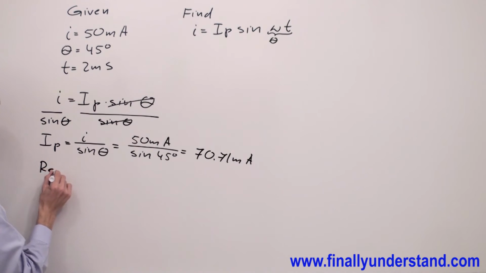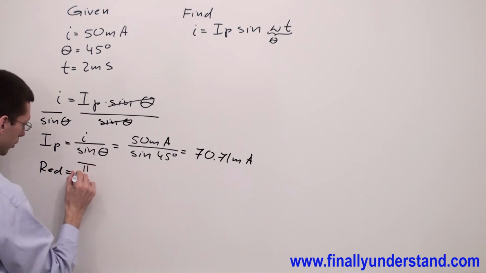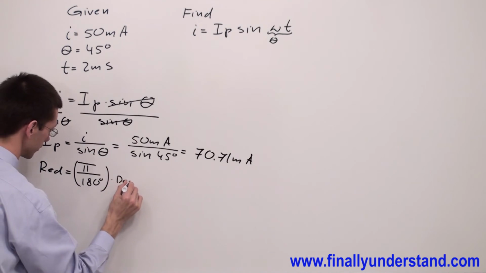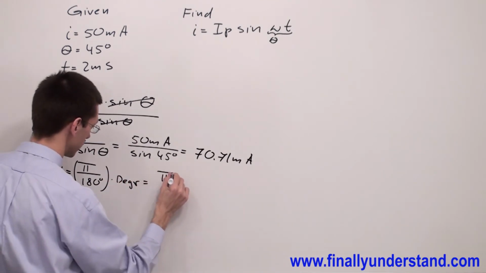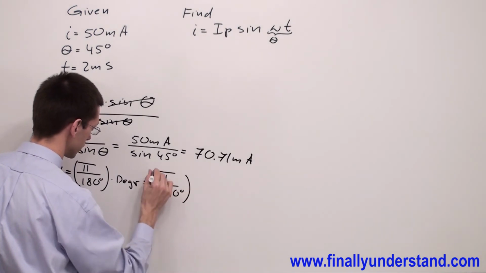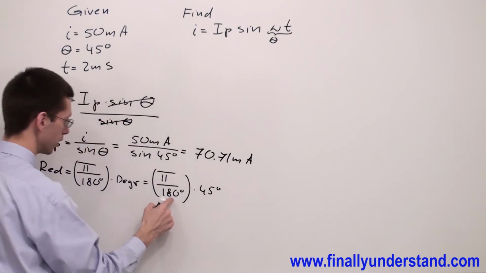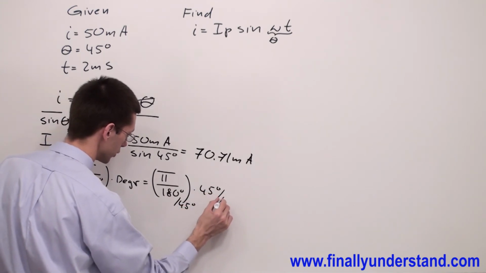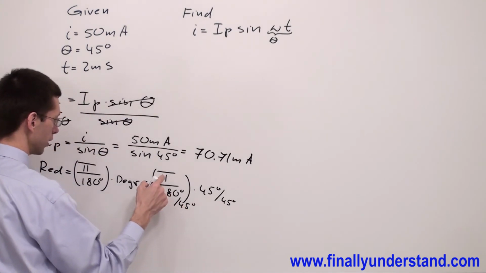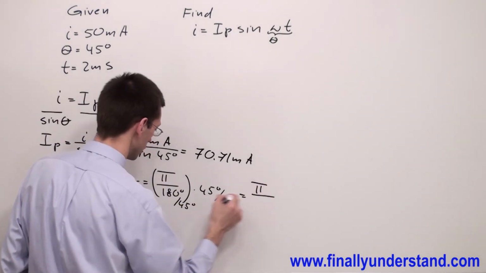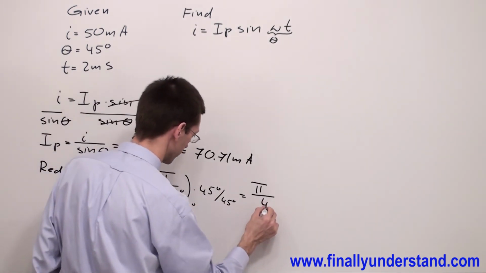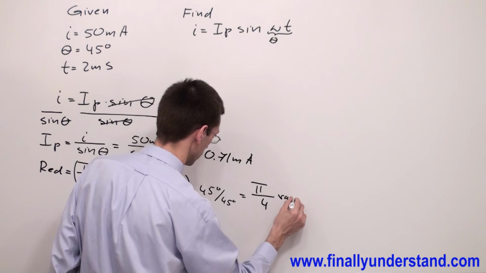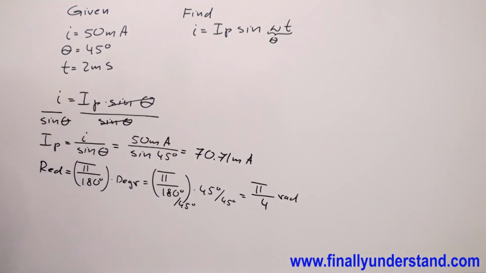Remember, the formula for radians says radians are equal to pi over 180 degrees times degrees. This is equal to pi over 180 degrees times 45 degrees. 180 is divisible by 45, and 45 degrees is also divisible by 45 degrees. So I'm going to have pi over 180 divided by 45 is 4, 45 divided by 45 is 1. So my answer is pi over 4 radians. This is my angle expressed in radians.